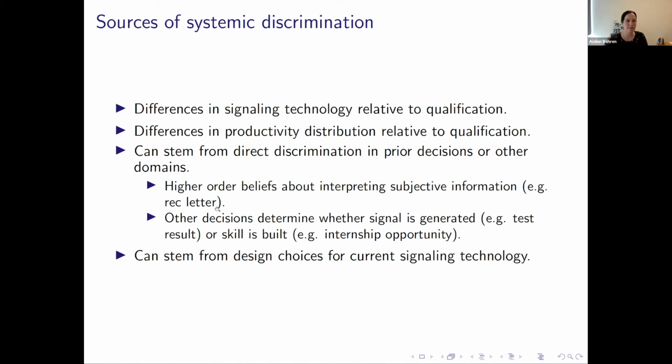Importantly, it can also stem from design choices for the current signaling technology. So something like redlining, you could argue, is a design choice. People didn't have to use zip code to predict creditworthiness, but it can be a way, when direct discrimination is banned, to try to indirectly maintain discrimination through a choice of which signaling technology to use.